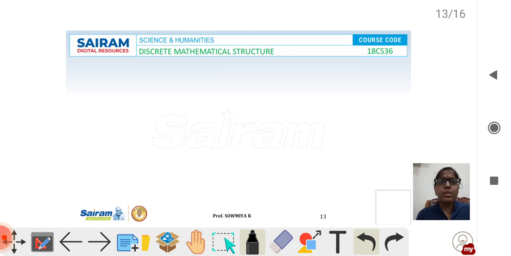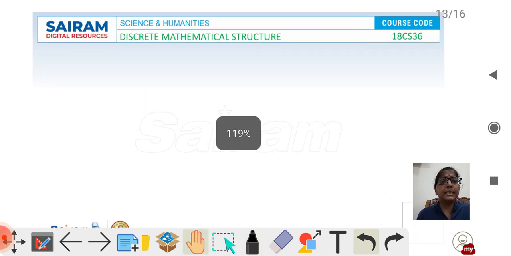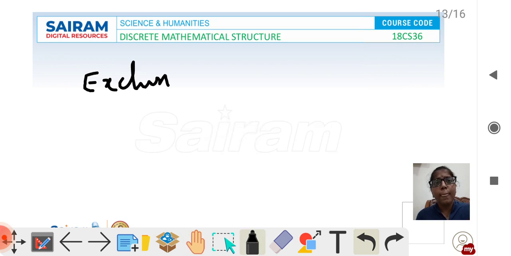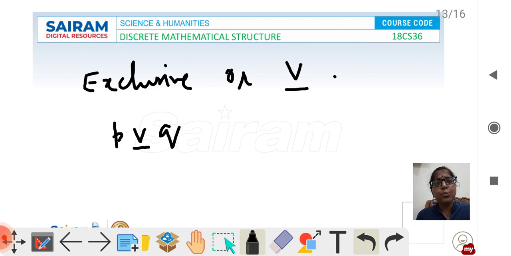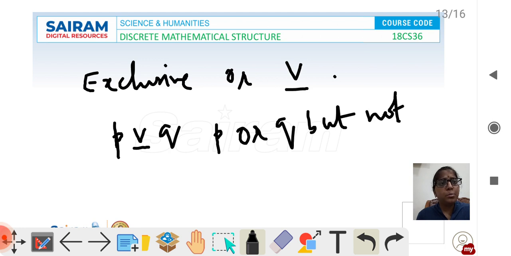Okay. So the next connective is exclusive OR. So what is exclusive OR? It is represented like this. Okay. So P exclusive OR Q. Exclusive OR connective word is OR but not both. Either P or Q but not both. Either P may be true or Q may be true, but not both the statements P and Q may be true. Okay, if P and Q both are true, then you will get a false.